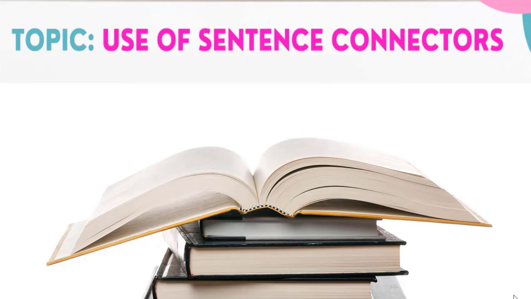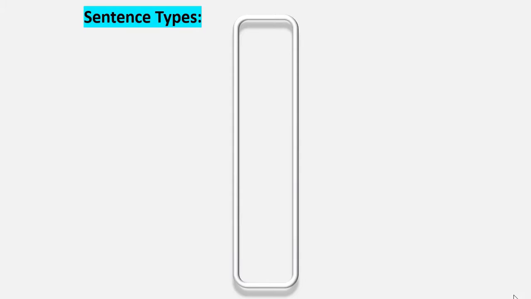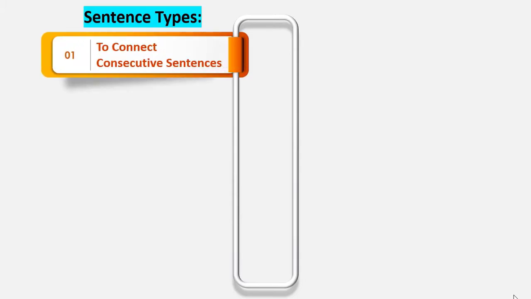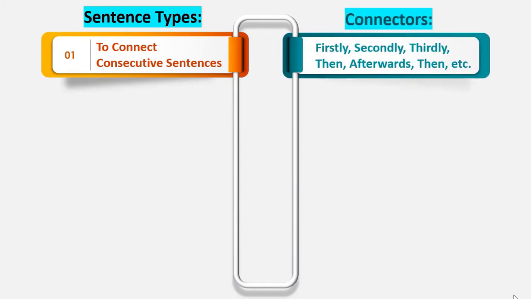Despite that, today I would like to get you to glance over this topic again within a couple of minutes so that you can interact convincingly. So let's get into sentence types. To connect consecutive sentences: if the two sentences one after another are consecutive, then in between the two sentences we can use the following connectors, and they are firstly, secondly, thirdly, then, afterwards, etc.